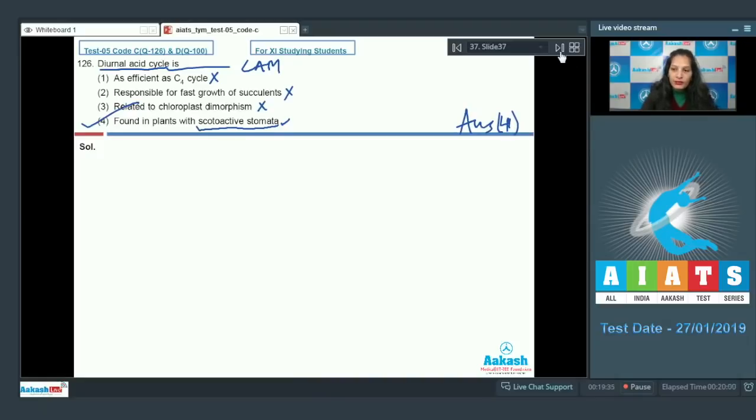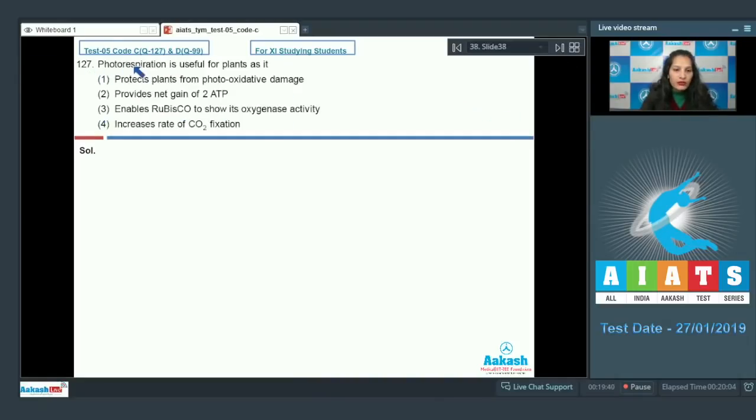Let's move on to the next question. Question number 127. Photorespiration is useful for plants as it, first option, protects plants from photooxidative damage. Second, provides net gain of 2 ATP. Third, enables Rubisco to show its oxygenase activity. Fourth, increases rate of CO2 fixation. Photorespiration is useful for plants as it provides net gain of 2 ATP? No, there is no synthesis of ATP during photorespiration, so it does not provide any gain of ATP.